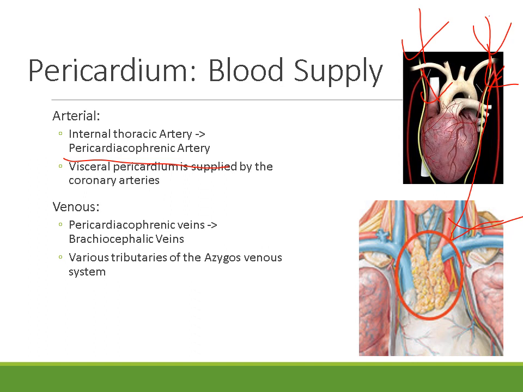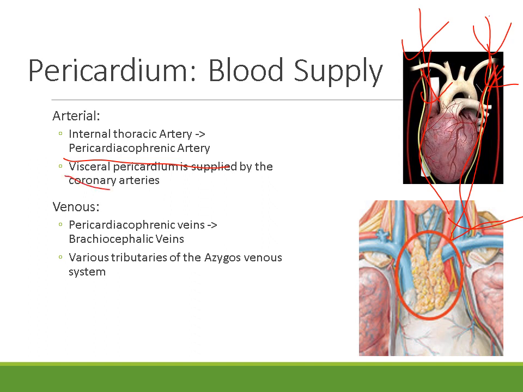The pericardiophrenic artery runs right alongside the phrenic nerve. In this top picture, this yellow structure that you're seeing is the phrenic nerve that runs down the sides of the heart and then down to the diaphragm. So right alongside that phrenic nerve is the pericardiophrenic artery. That gives blood to the outer pericardial sac, so the fibrous pericardium and the parietal pericardium.